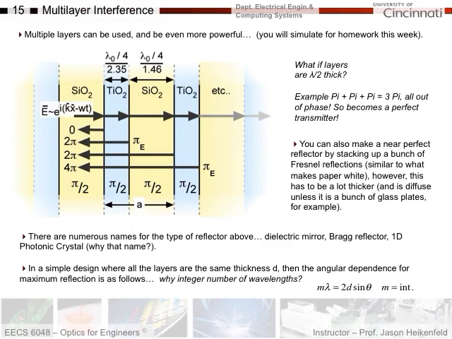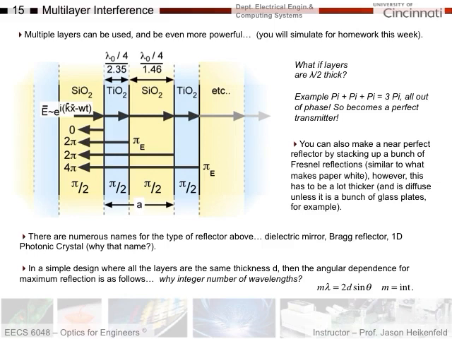Pi over 2. That gives me 6 times pi over 2, which is 3 pi, but I also get an extra phase shift here because I'm going from high index to low index. So 3 pi plus pi gives me 4 pi. All the reflections are in phase. So for this system, this becomes a perfect reflector. You can measure up to 100% reflectivity from a system like this.